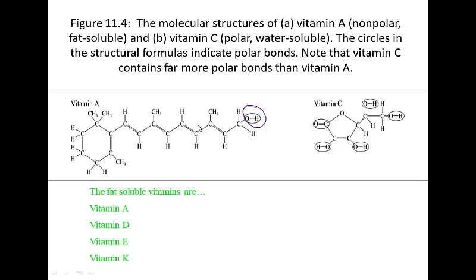A couple of other fat-soluble vitamins are A, D, E, and K. A couple of other water-soluble vitamins are the rest. So like dissolves like. Polar dissolves polar. Nonpolar dissolves nonpolar. A nonpolar will not dissolve in a polar.